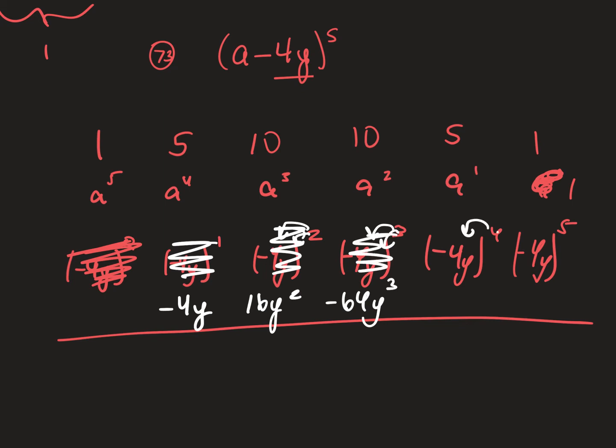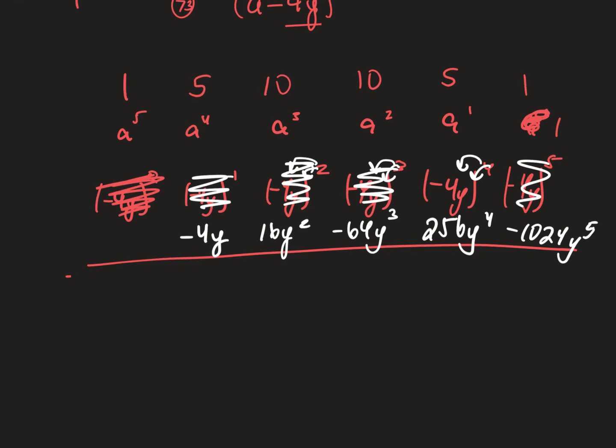This 4 goes here and here. What's negative 4 to the fourth power? Negative 4 to the fourth power. Come on, guys. I know it's the end. 256. So positive 256. And I have y to the fourth. What's negative 4 to the fifth power? Negative 1024. And then I have y to the fifth.